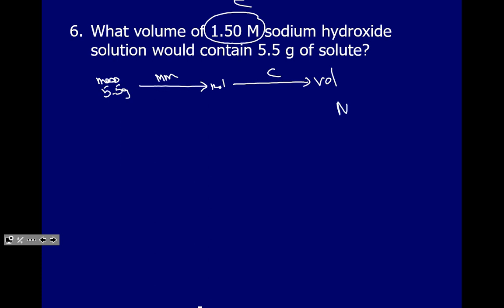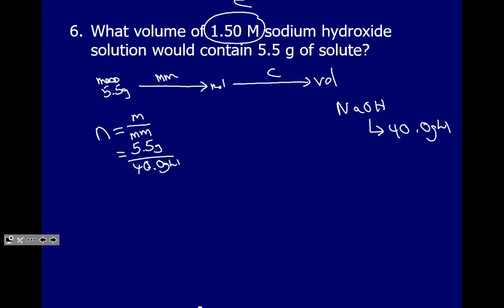We've already done NaOH, I believe. That's 40 grams per mole. I'm looking for moles. N equals M over MM, I believe. Let me know if I'm screwing it up. 40 grams per mole. We'll take that N over there. I'm looking for volume. V equals N over C. Notice how the N from here goes into the top of this, which means you don't have to press the clear button. You can just divide it off, and we will get the volume that we could make.